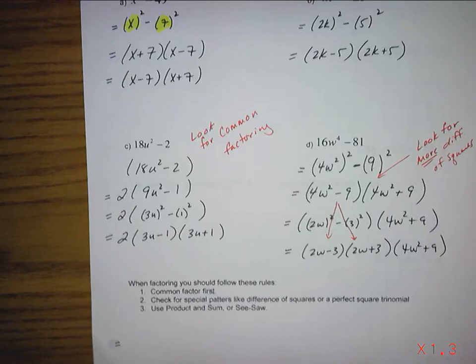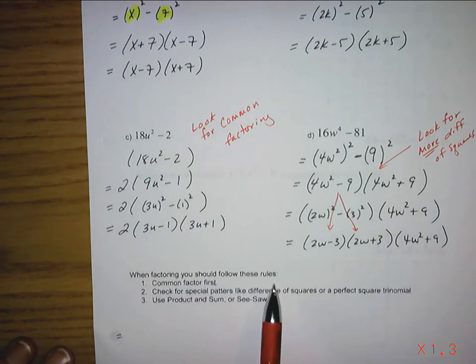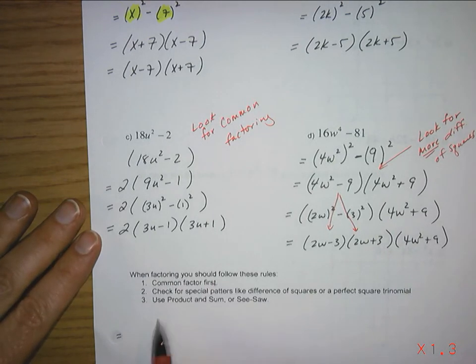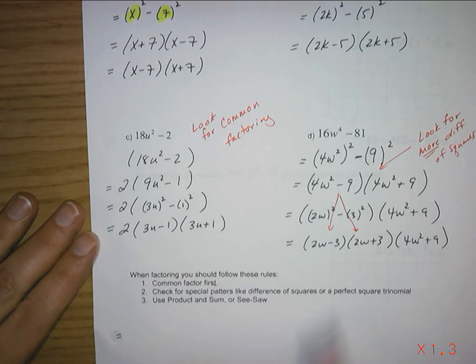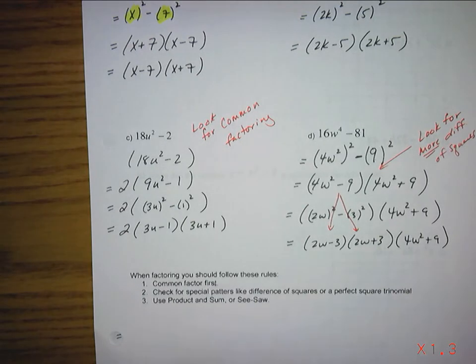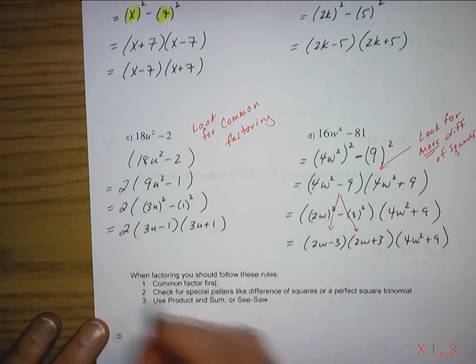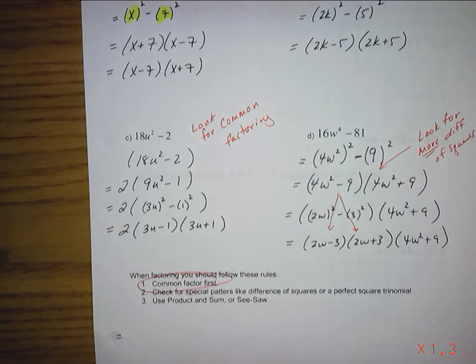Okay, so let's see where we're going now. When factoring, you should follow these rules. You should always common factor first, yes. You should check for special patterns like difference of squares or perfect square trinomials, yes. And then you should use the product and sum or seesaw, yes. And you should always, always, always make sure you common factor first. I'm going to stop the video here, and then we'll do the last page of this lesson.